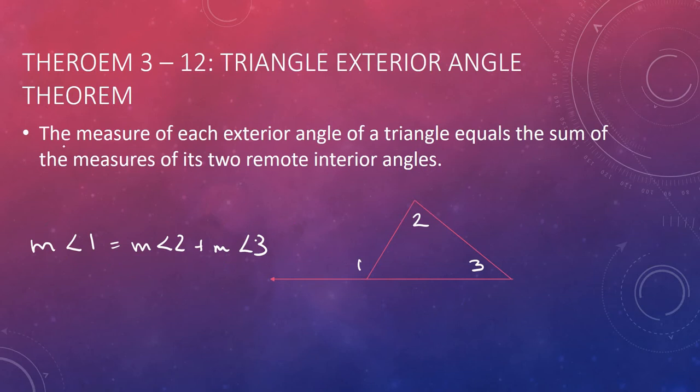Theorem 3.12, the triangle exterior angle theorem: the measure of each exterior angle of a triangle equals the sum of the measures of its two remote interior angles. So I've written one exterior angle here, number 1, and it equals the sum of 2 plus 3. I don't want you to do a formal proof, but I'd like you to think and jot down in just a few sentences why that is true. And we'll talk in class about why that is a true theorem that could have been proved. We're just not going to take time to do it.